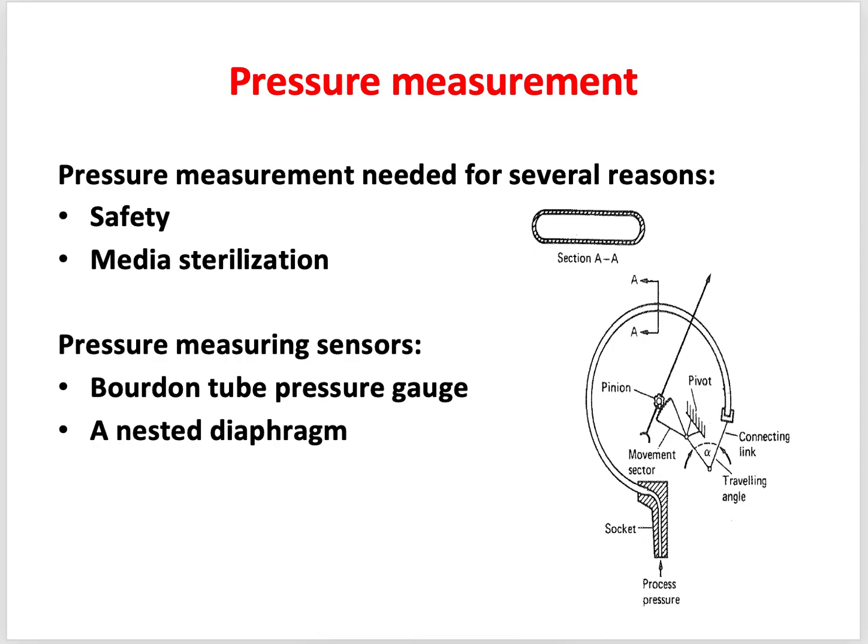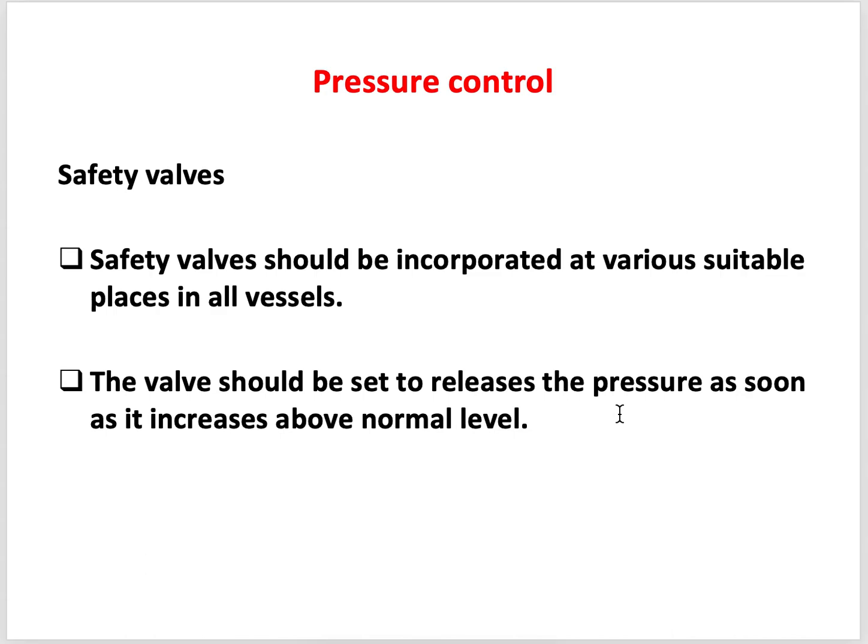Usually in the pressure control system there are safety valves. Safety valves should be incorporated at various suitable places in all vessels, and the valve should be set to release the pressure as soon as it increases above the normal level. There is a pressure gauge continuously measuring the pressure, so if the pressure goes above the normal level, these valves can be opened. You can do it manually, or usually in modern fermentation processes it is automated.